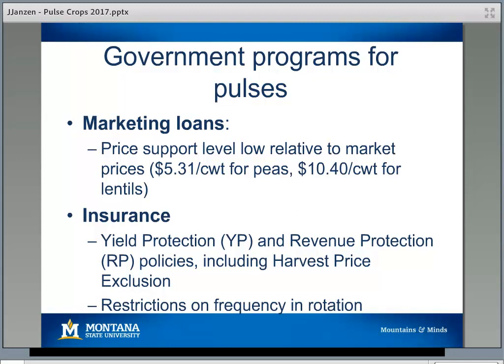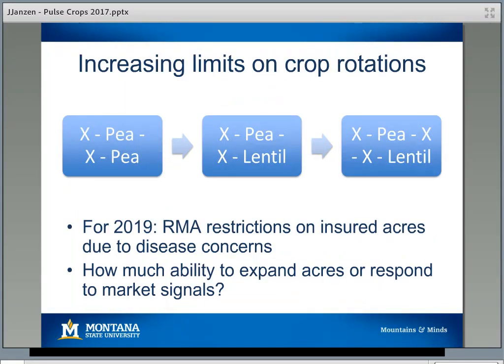And so we don't see a lot of wheat-pea rotations. In fact, we don't. The RMA, the Risk Management Agency, which sets the rules for crop insurance, says in their crop insurance contracts you cannot plant pea every other year. You have to plant it at least 1 in 3 years.